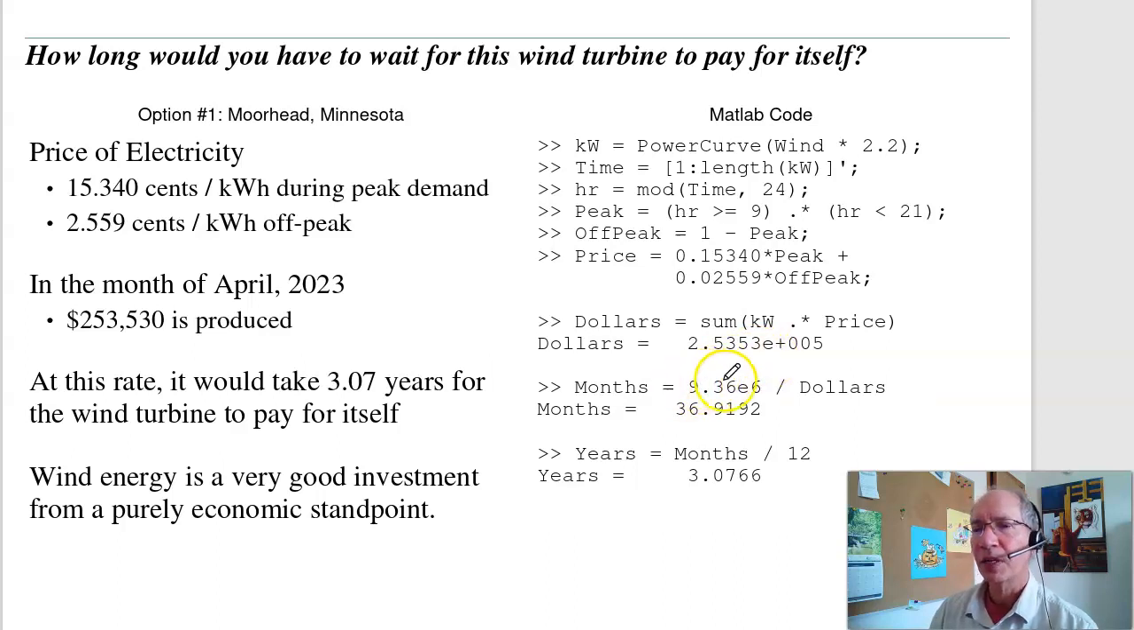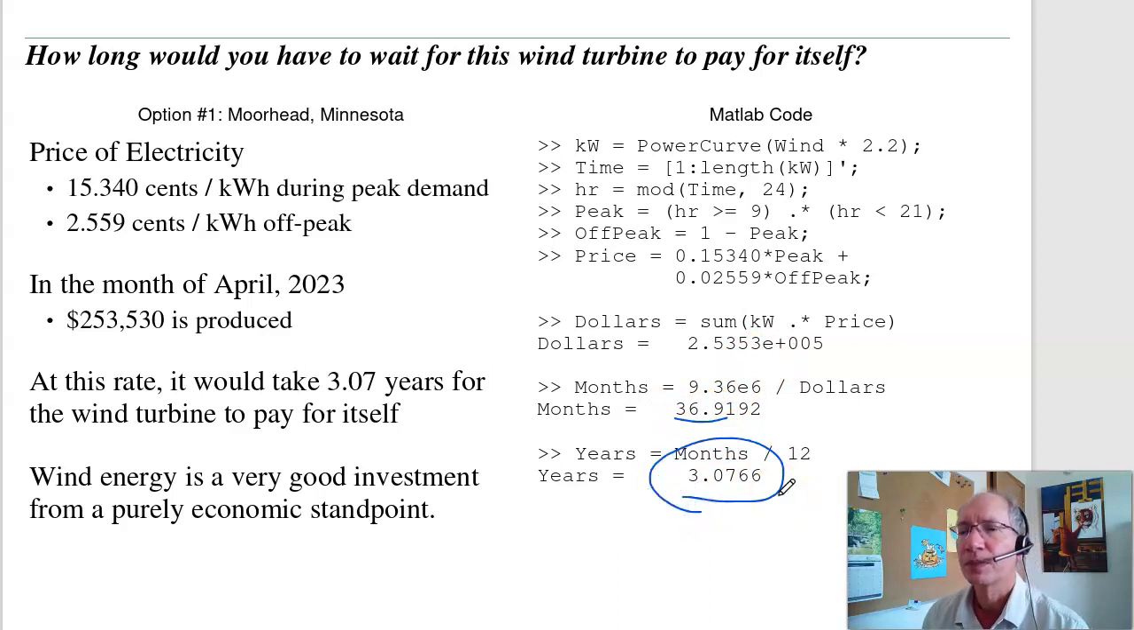In terms of payback time, if it costs $9.3 million and I get $253,000 per month, it's going to take 36 months, or 3 years, for this wind turbine to pay for itself. That says from an economic standpoint, this wind turbine is a really good investment.